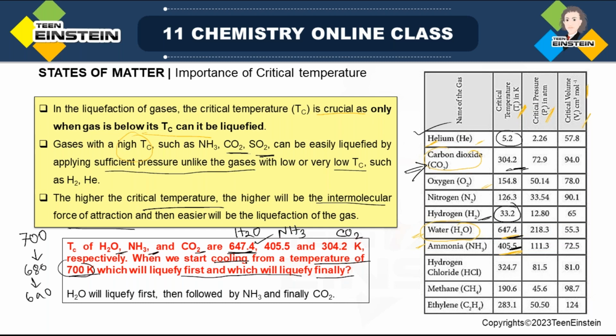Once the Tc is reached, suppose you have reached 647 and you are going below the value of 647. That means now suppose you are at 640, so now you are below Tc. So liquefaction will start. It will liquefy first, then ammonia, and finally CO2. This is very easy to understand. Just from the value you can easily predict which will liquefy first, which will liquefy finally. Okay.